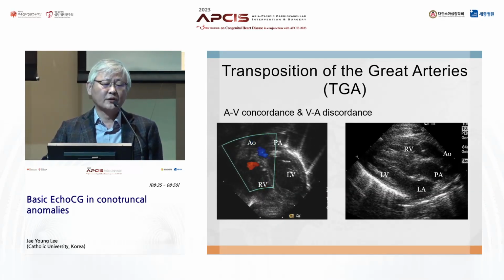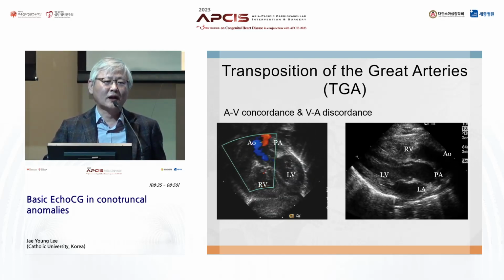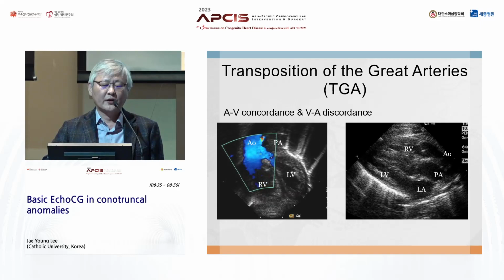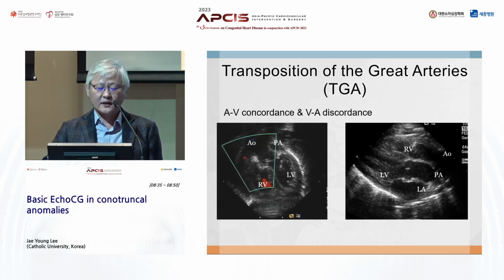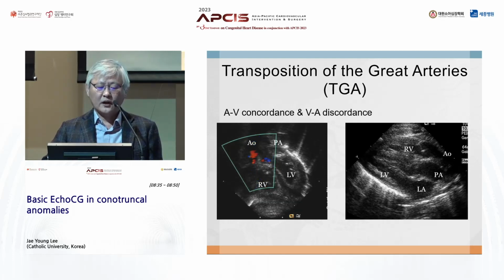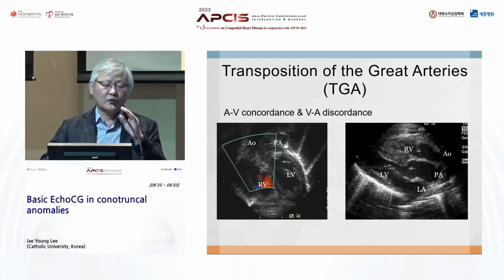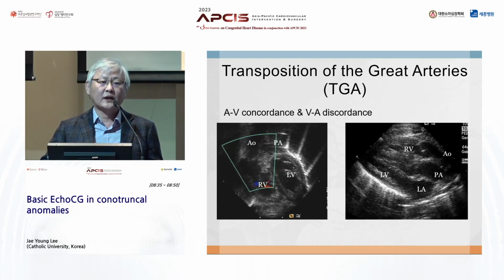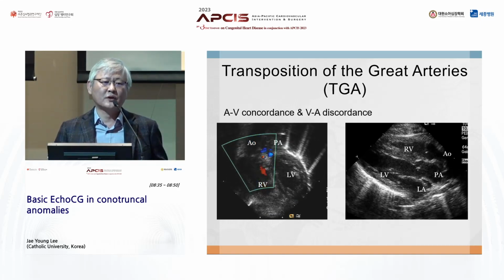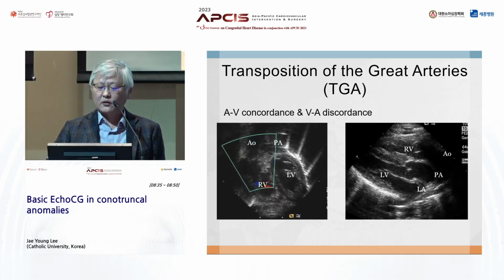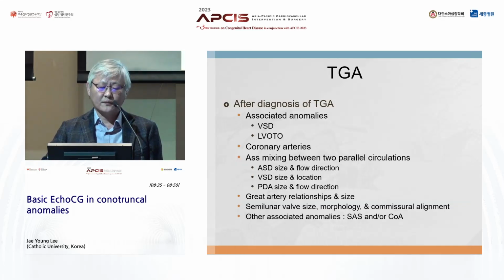And lastly, transposition of the great arteries is very simple. The diagnosis is very easy to diagnose TGA. Atrioventricular concordance and VA discordance you can see: RV to aorta, LV to pulmonary artery. Also, you should notice that the great artery gives rise to systemic branches. This is aorta, and bifurcation to both lungs is pulmonary artery. And this long-axis view showing a typical case of TGA with intact ventricular septum.